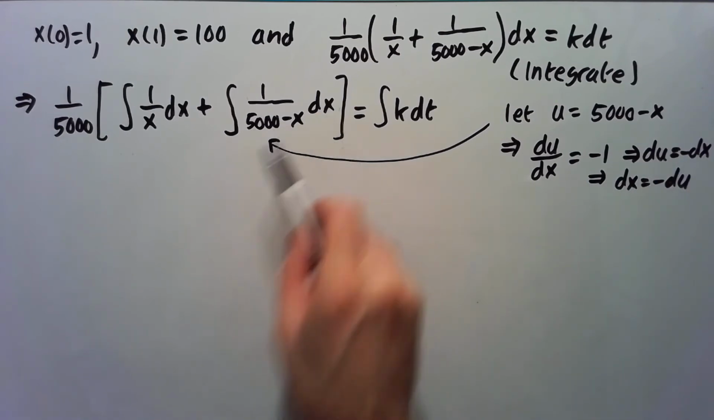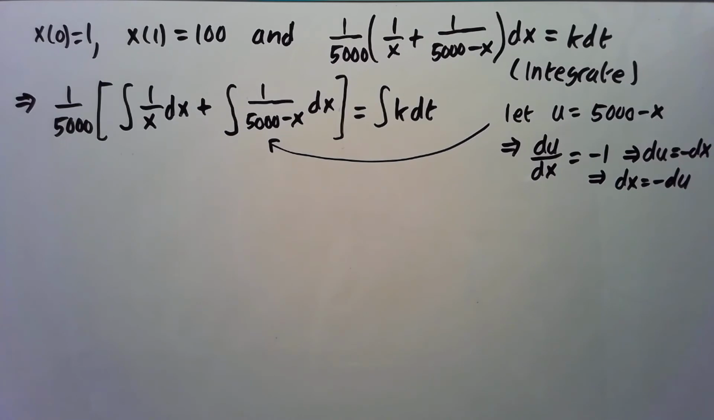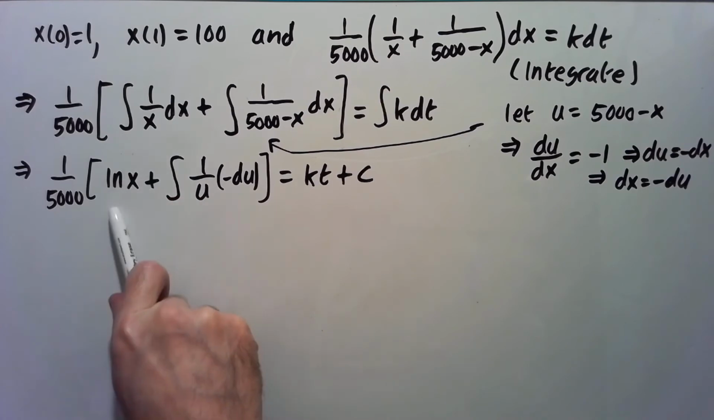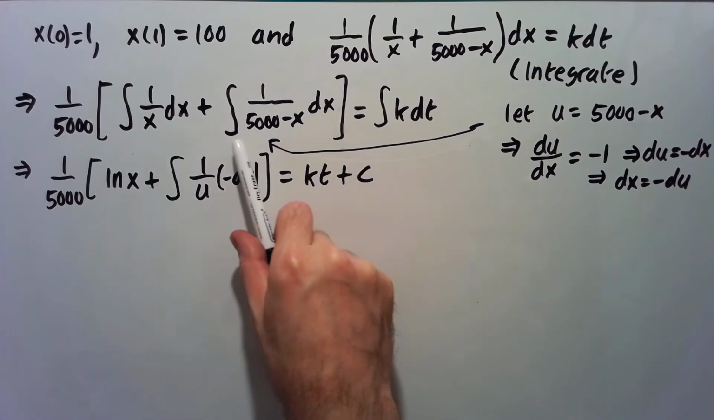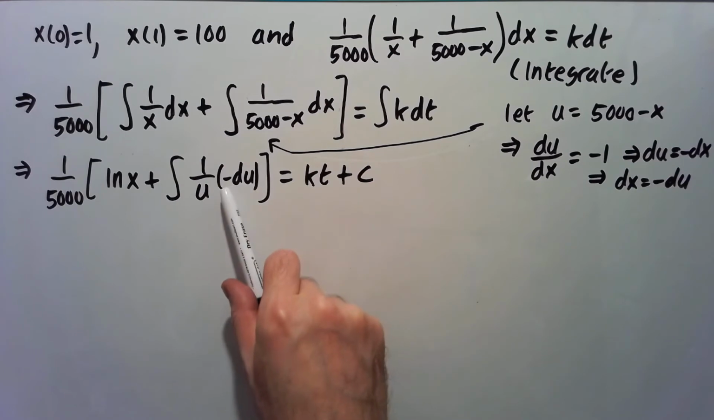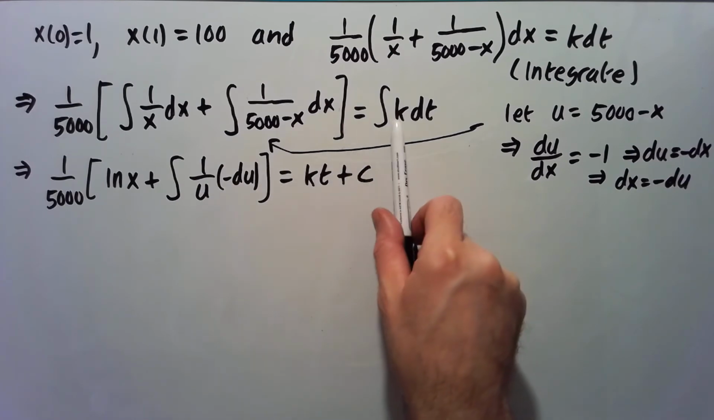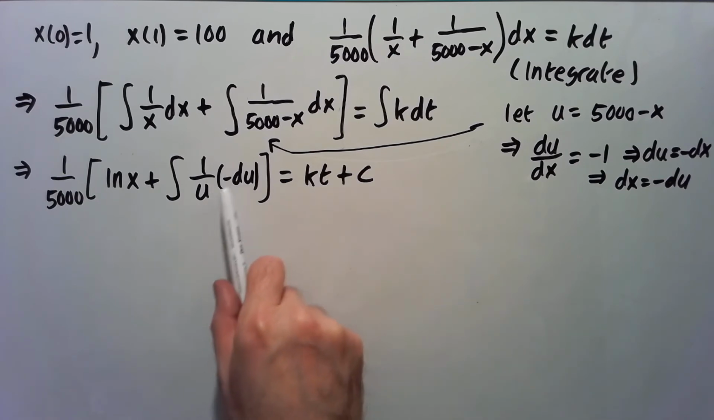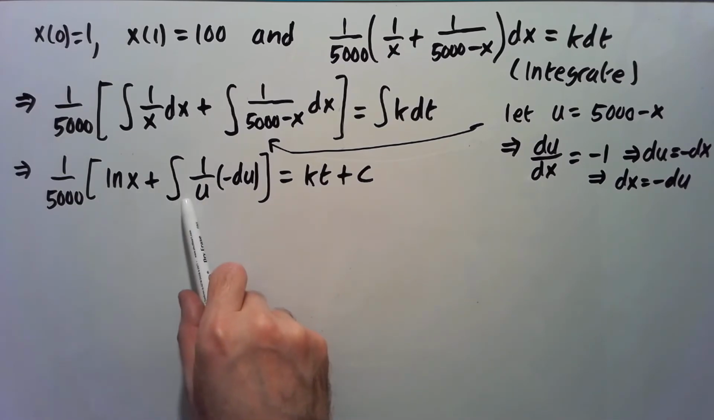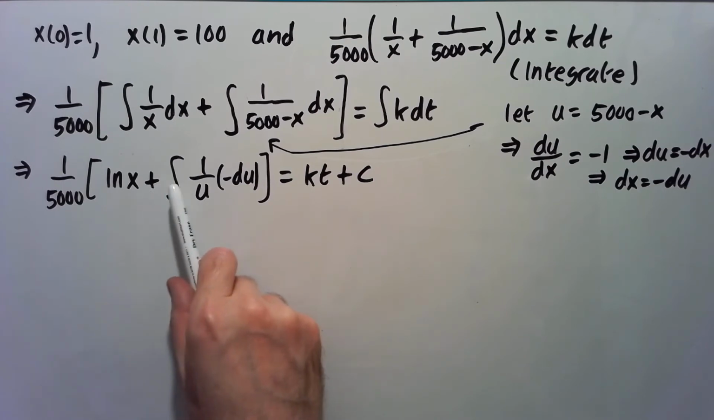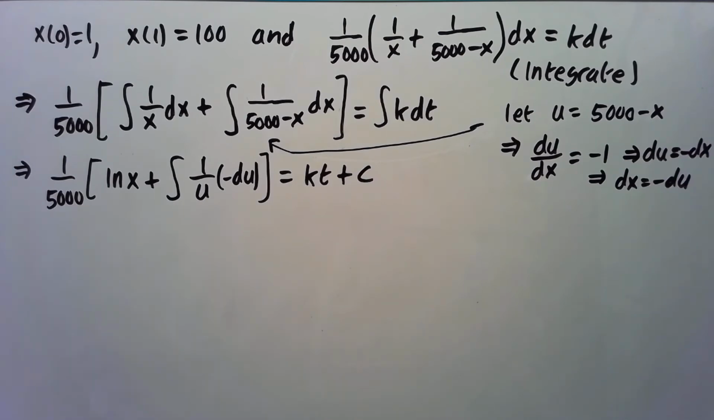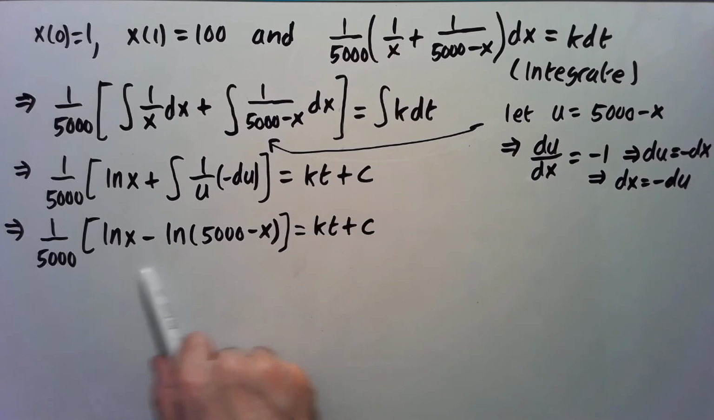So making those substitutions over here, we have the integral of 1 over x again, ln. Making the u substitution here will be the integral of 1 over u times minus du, equals the integral of k dt, which would just be kt plus some constant. And this minus sign you can bring out in front, and this would be minus ln of u, but u is 5,000 minus x. So let me write my answer here. So we get this then.